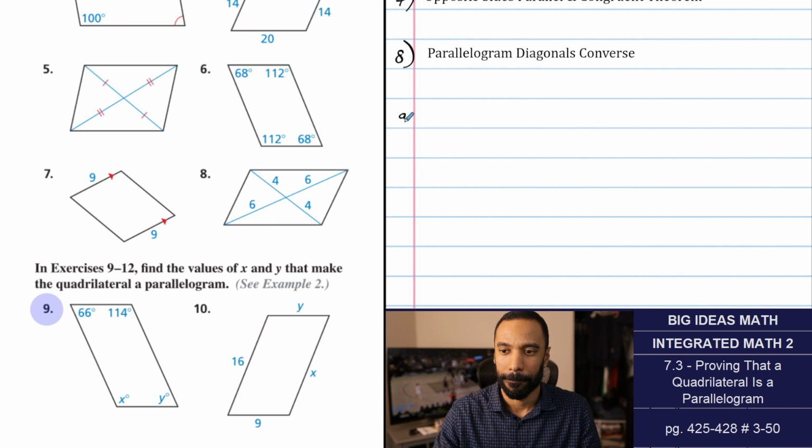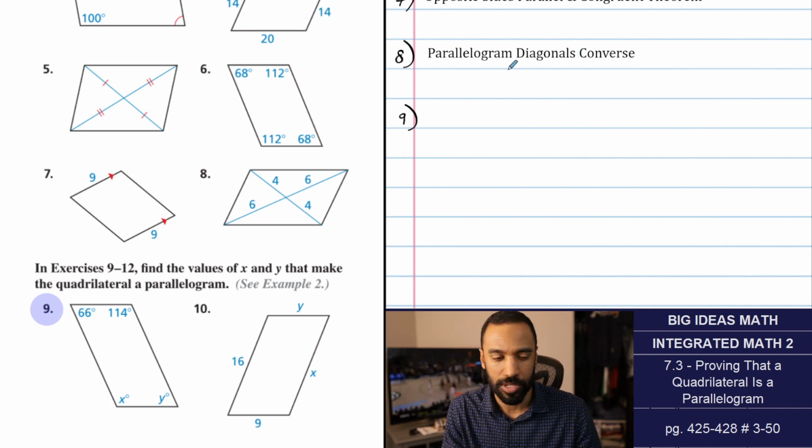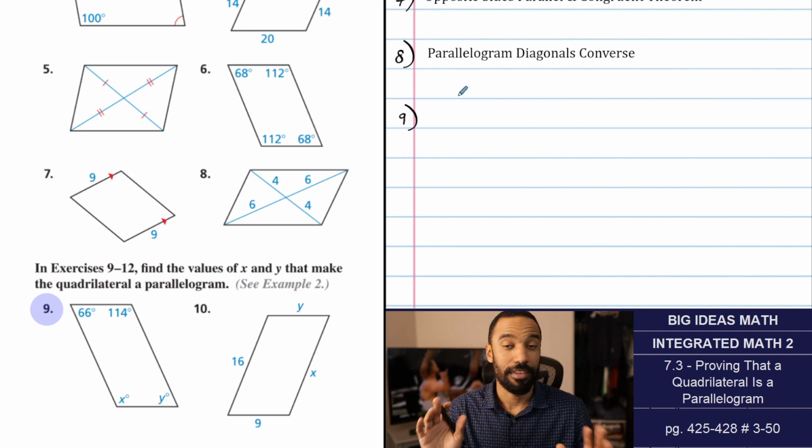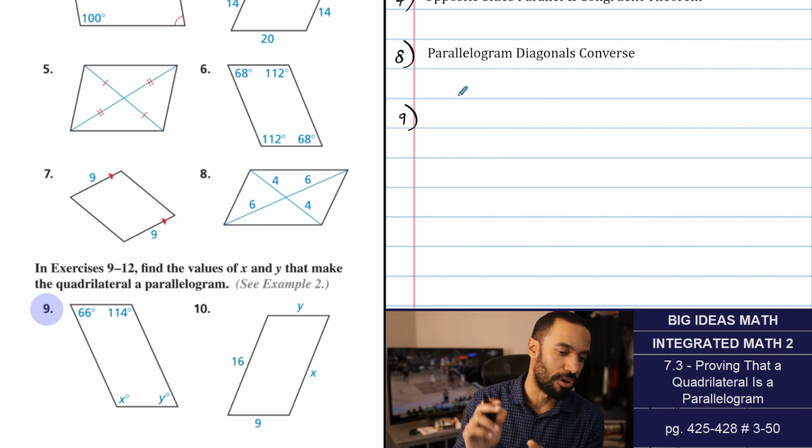All right. In exercises 9 through 12, find the values of x and y that make the quadrilateral a parallelogram. So this goes kind of more into the realm of the same problems of the previous section. It's a parallelogram, solve for x and y.